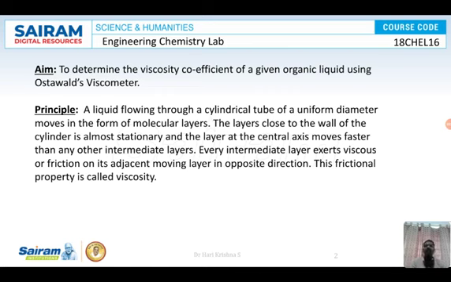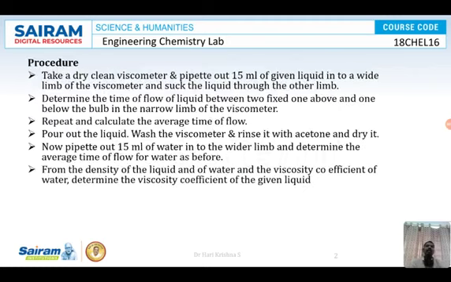As I have told you earlier, a liquid flowing through a cylindrical tube of uniform diameter moves in the form of molecular layers. The layers close to the walls of the cylinder are almost stationary, and the layer at the central axis moves fast. Every intermediate layer exerts a viscous or frictional force on its adjacent moving layer in the opposite direction. This frictional property is called viscosity. So already I have told you.